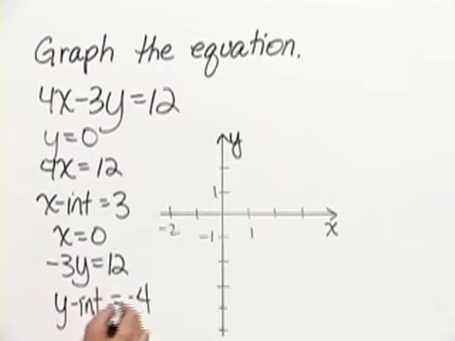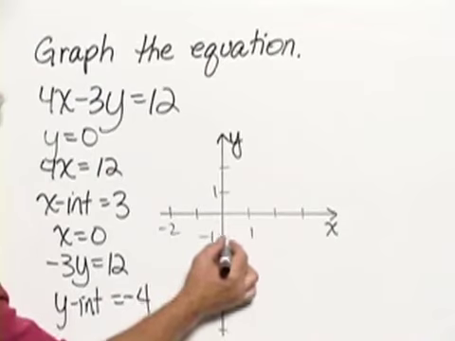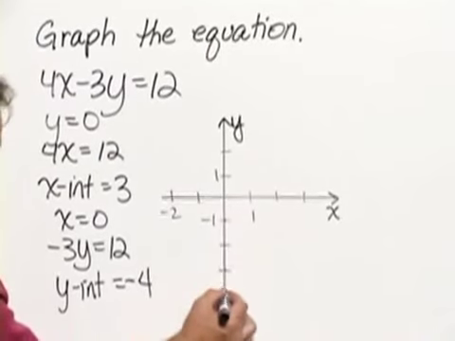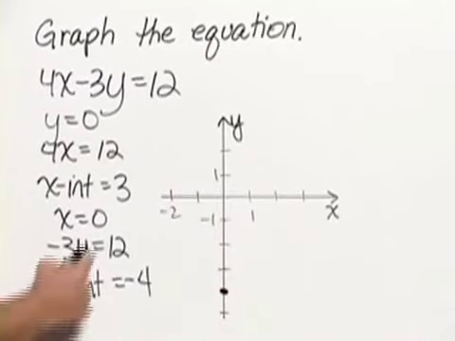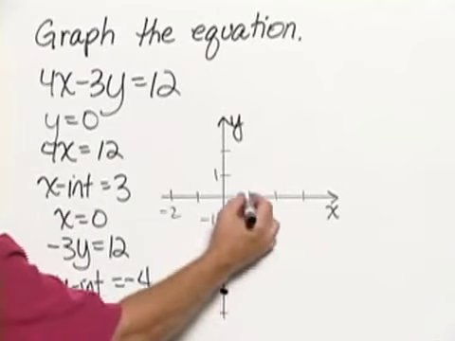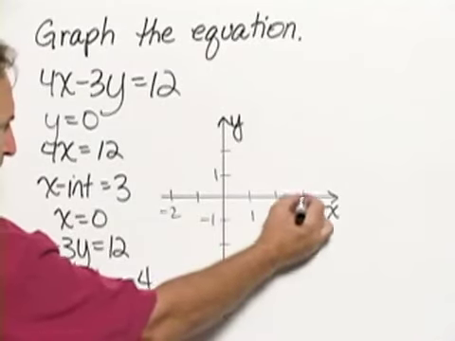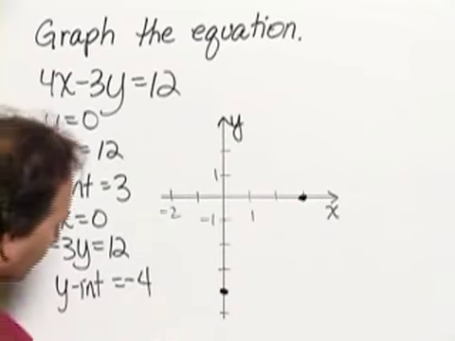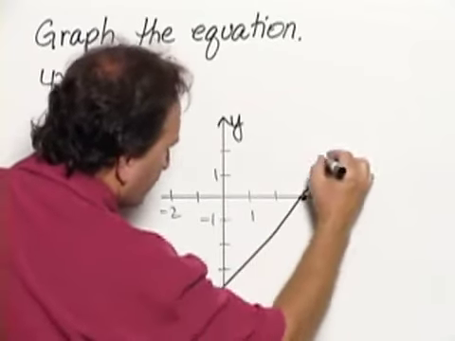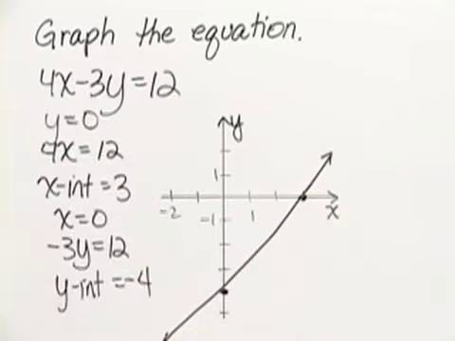So, plotting those, we have y-intercept negative 4. 1, 2, 3, 4. We have the x-intercept, which is 3. 1, 2, 3. And now we draw our line through those 2 points, and we have 4x minus 3y equals 12.